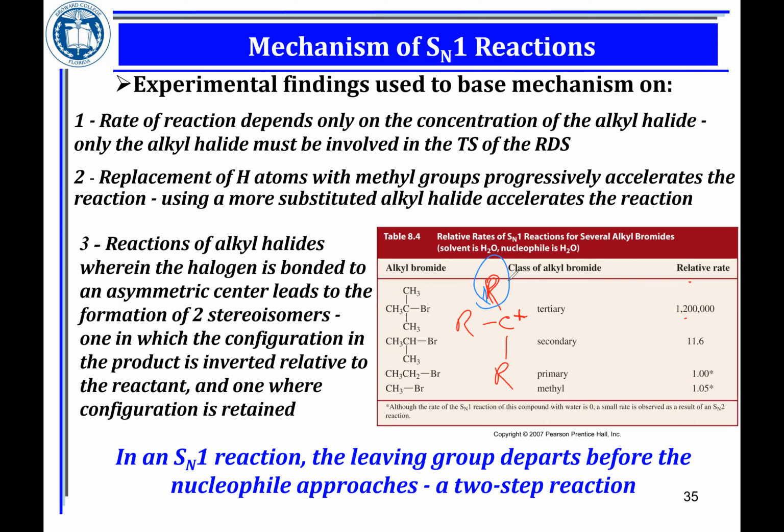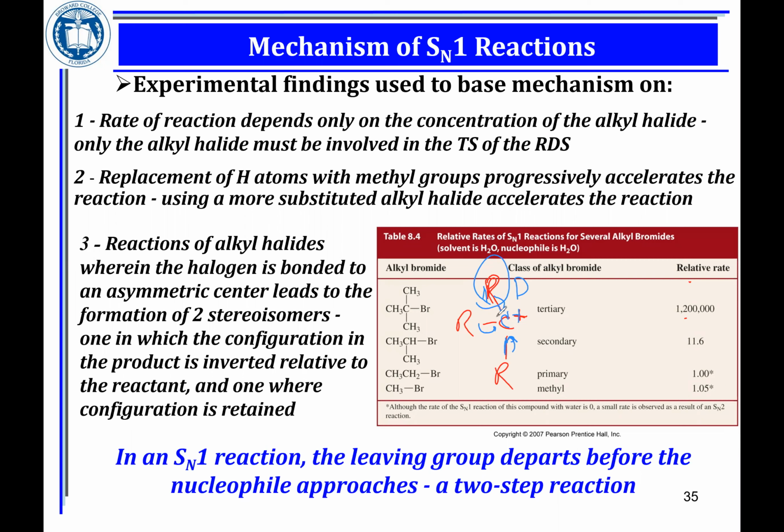R groups are electron donor groups. They are not electron withdrawing, so they are electron donors. They can provide some electrons through sharing of the sigma bonds or hyperconjugation, or they can just support the plus charge on the carbon. So the more R groups you have, the more stable the carbocation is going to be.